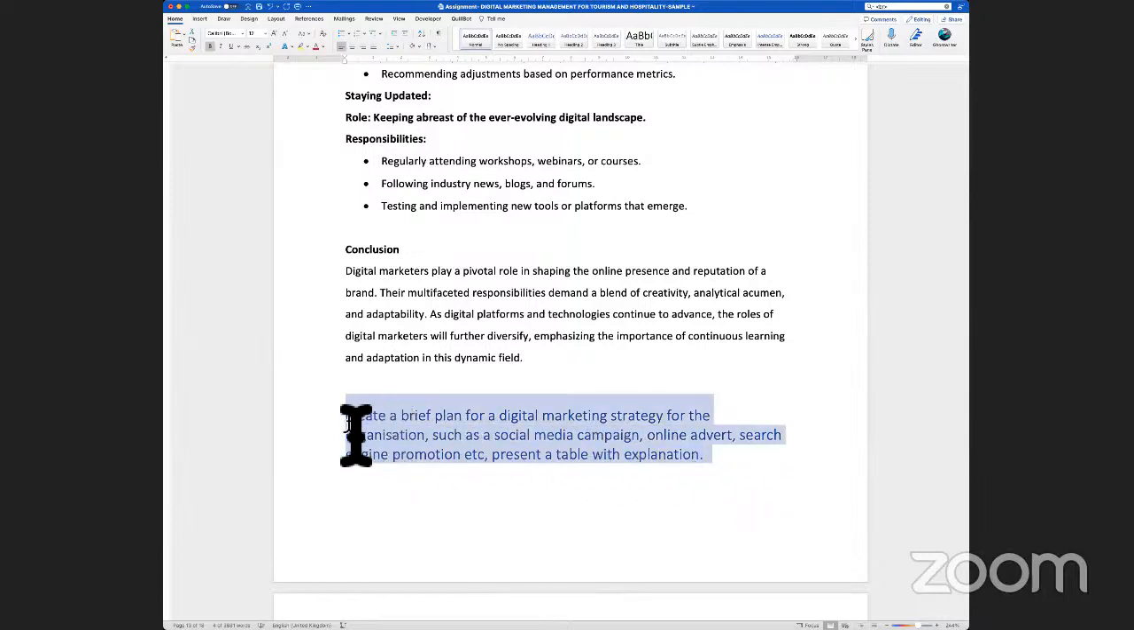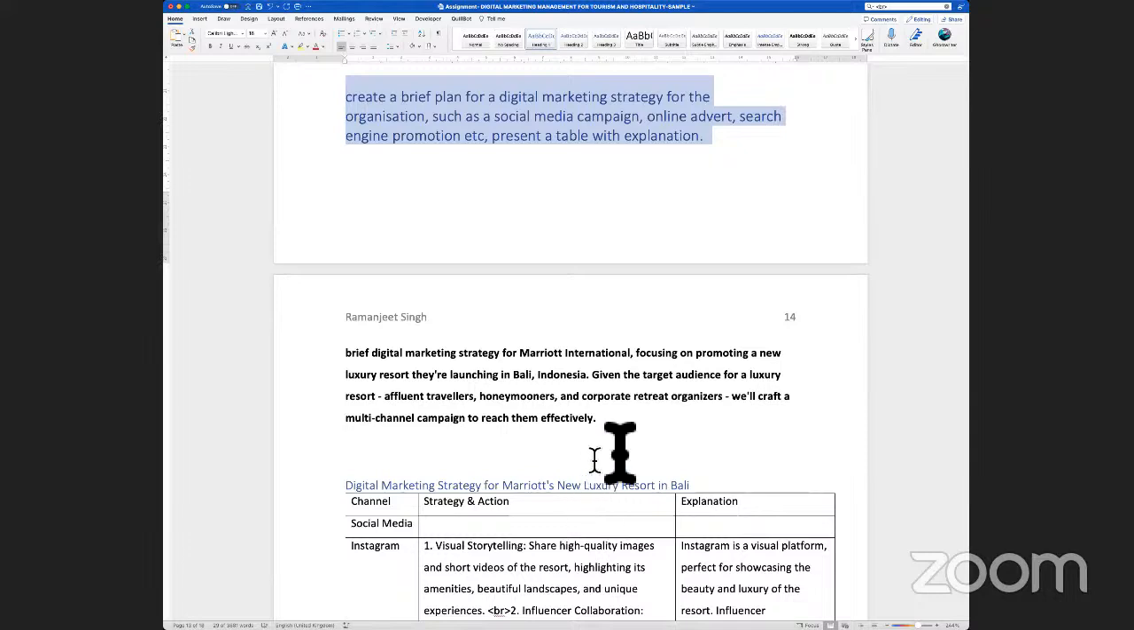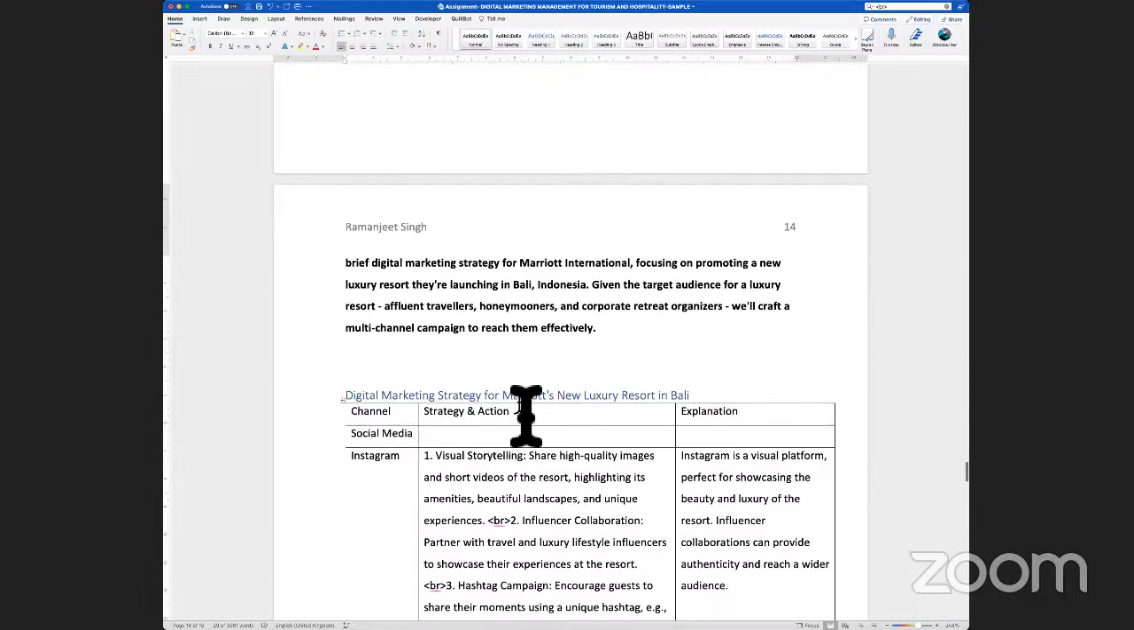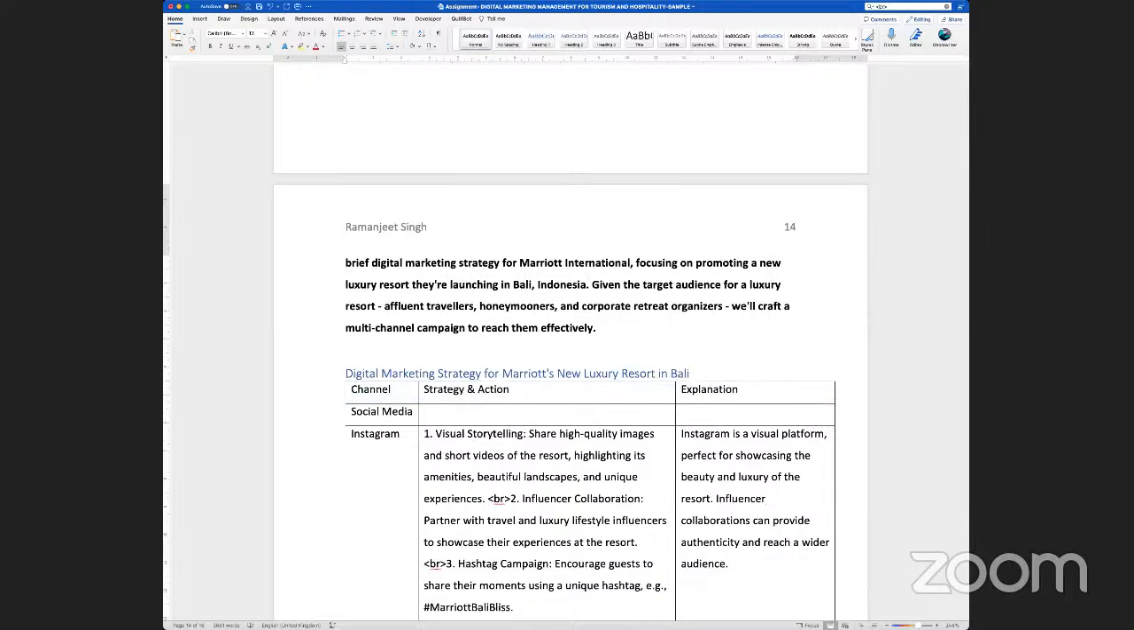The last task, 2.4, is asking us to create a plan. We cannot just create a plan, so here I would suggest that we do a table, and the creation of the plan is primarily on a particular property. So I looked at Marriott's luxury resort in Bali, and how they would actually promote this resort by creating a digital media plan for them.